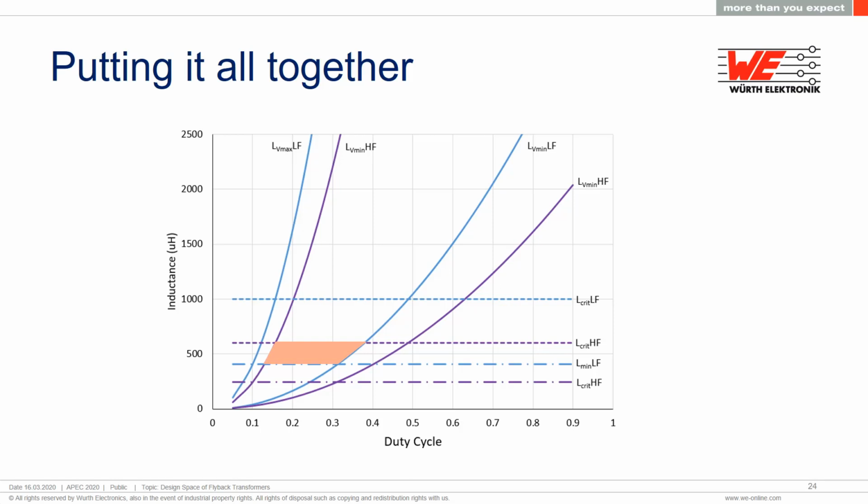By putting these different fences on the four sides, you've narrowed down your box to where you know the parameter is needed for the transformer to work under all the conditions that we stipulated in the beginning.